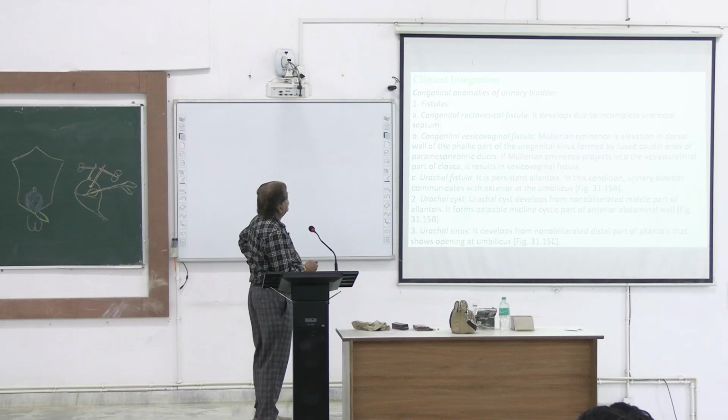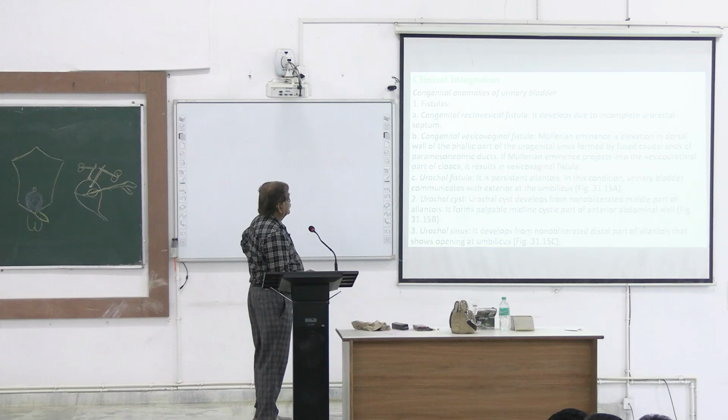Now, congenital anomalies of the urinary bladder, fistulas. Congenital vesico-rectal fistula develops due to incomplete urorectal septum. Congenital vesico-vaginal fistula: Mullerian eminence is an elevation in the dorsal wall of the phallic part of the urogenital sinus, formed by the fused caudal end of the paramesonephric duct. If Mullerian eminence projects into the vesico-urethral part of the cloaca, it results in vesico-vaginal fistula. Urachal fistula is persistent allantois. In this condition, the urinary bladder communicates with the exterior at the umbilicus.